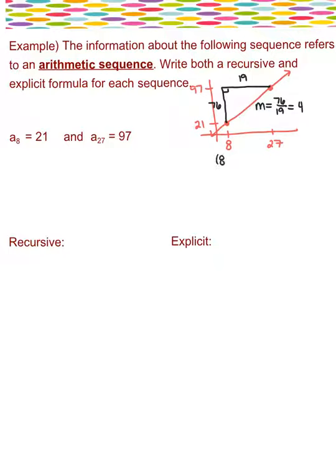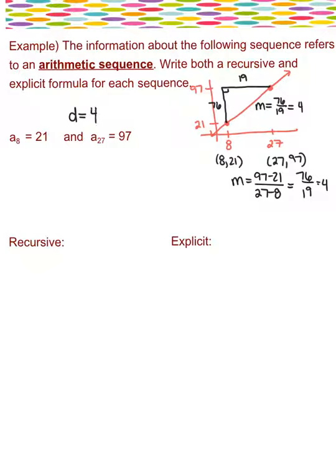Or you could have used slope formula if you wanted to. If you think about these as points, 8, 21, and 27, 97. You can do m equals y2 minus y1 over x2 minus x1. Change in y over change in x. Here you see your rise of 76 and your run of 19, which simplifies to be a 4. So either way you choose to think about it is completely fine. So now I know my common difference is 4.